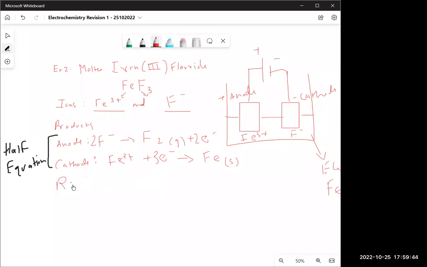Nothing is left. Everything is used up, because look, everything is going somewhere. We don't have, let's say, H plus here, which doesn't go somewhere, right? We don't have any of that. We'll just say used up.